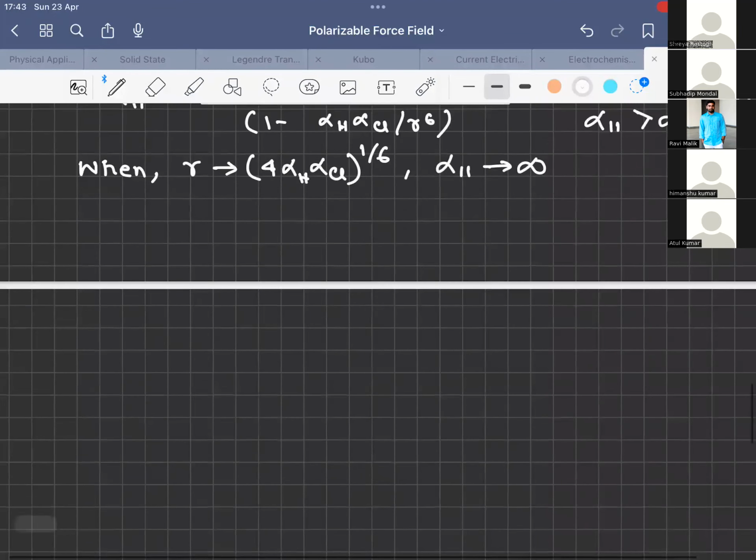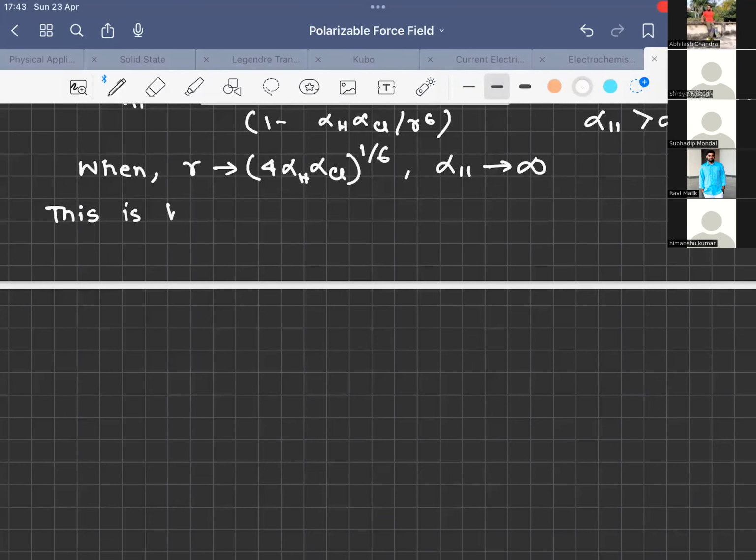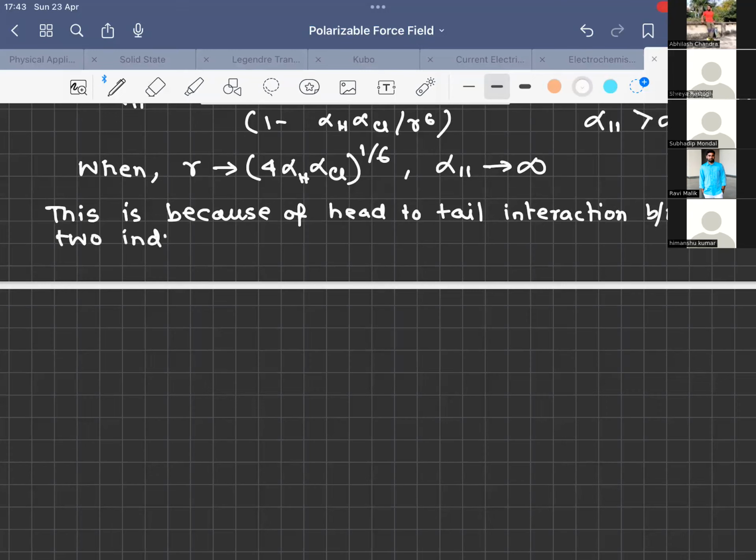So this is not the Applequist exactly. This alpha parallel becomes infinity when R approaches this value, like 4 alpha_H alpha_C to the power 1/6. It is mentioned that this is because of head-to-tail interaction between induced dipoles in the direction of the bond. So this is the main problem.